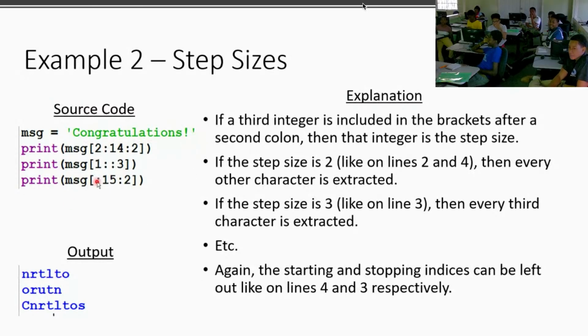Now for our third line, we left out the first digit, so that means it's starting at 0 and ending at 15. And we're going at a step size of 2. So starting at 0, we're taking C. Then 1, 2, we're taking N. 1, 2, taking R. 1, 2, up until 15. Everybody okay with that?